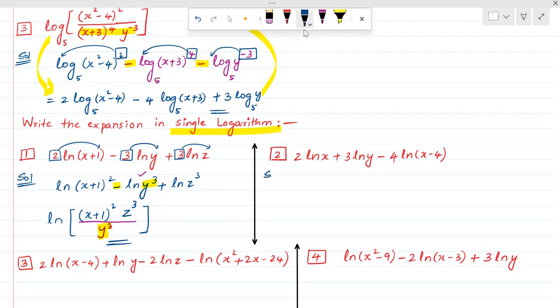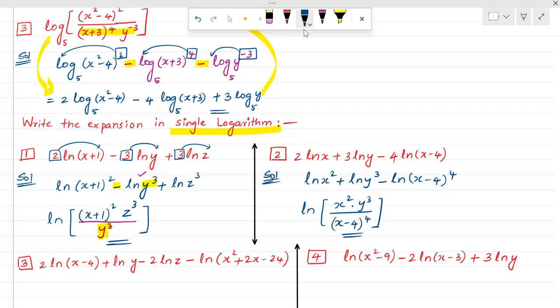Next one, the same rule I will apply here. ln x square, ln y power 3, minus ln (x minus 4) to the power 4. I write it as one function, ln x square. Since it is plus, it is in the product, in the numerator, over. Since it is minus, it comes to the denominator: (x minus 4) to the power 4. That's it.